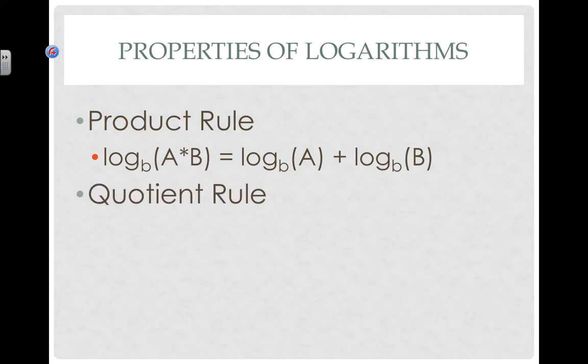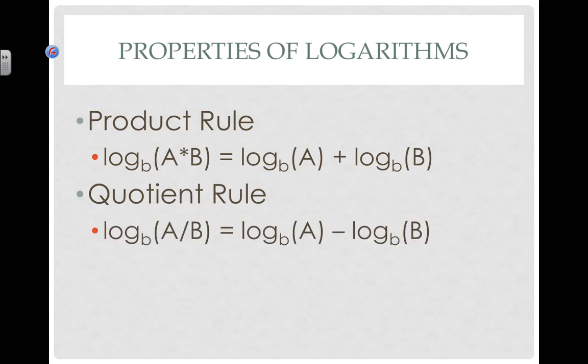We also have the quotient rule, being basically the same thing. This tells me that log base b of a over B is equal to log base b of a minus the log base b of big B. So if we have the log of a quotient, we can say that it's actually the difference of the two logarithms.